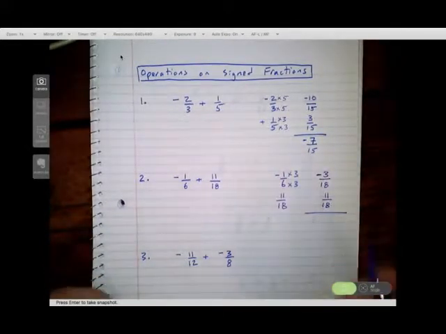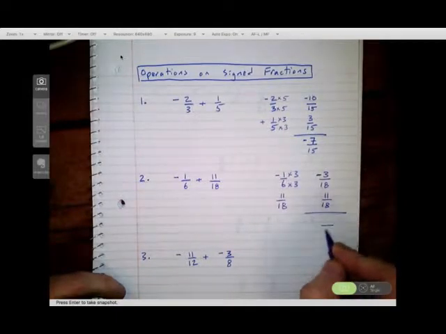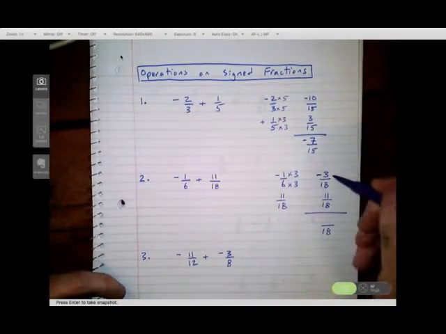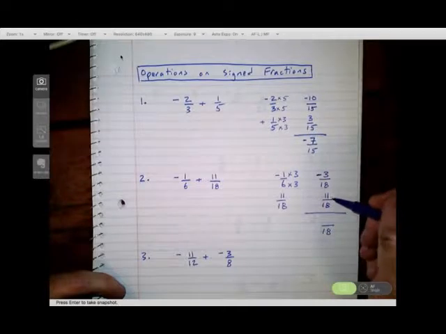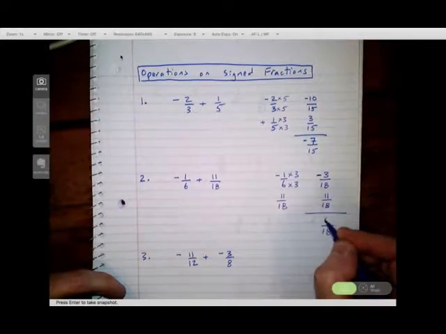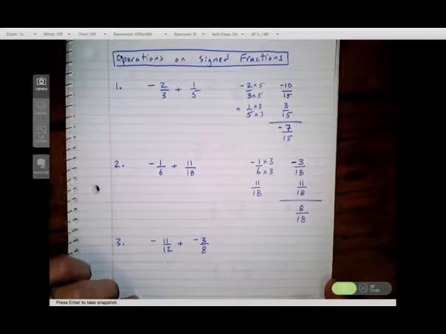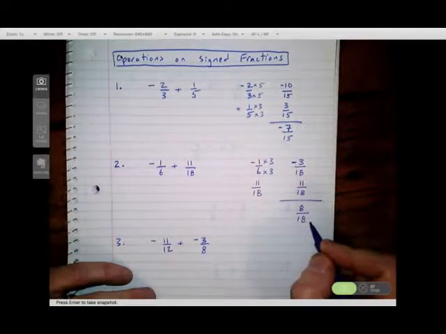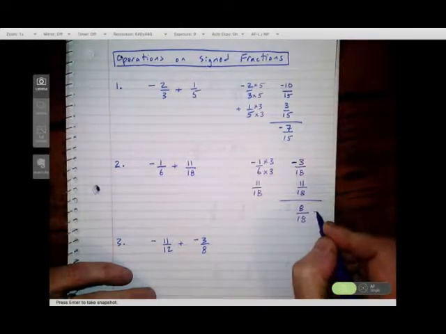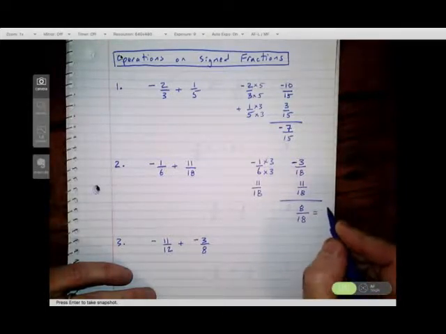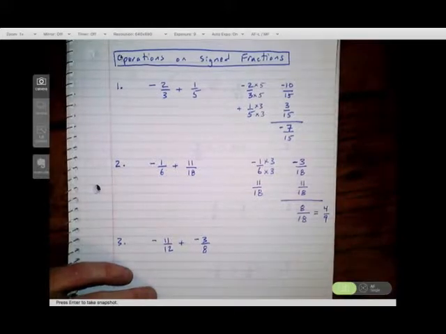Okay, again, just like before, bottoms are the same. We know it's out of 18. And we add the numerators together. Negative 3 and positive 11 make a positive 8. So we get 8/18. However, we're not quite done since this isn't reduced, so let's reduce it all the way. So we can divide each of those by 2, and we get 4 and 9. So 4/9 is the best answer for that one.